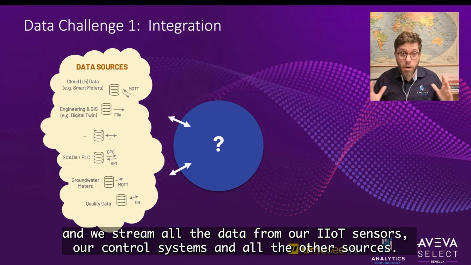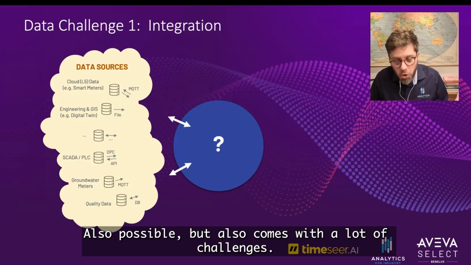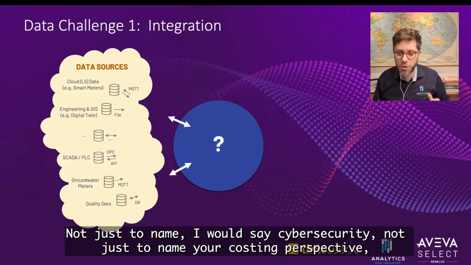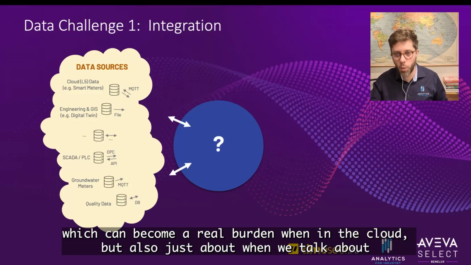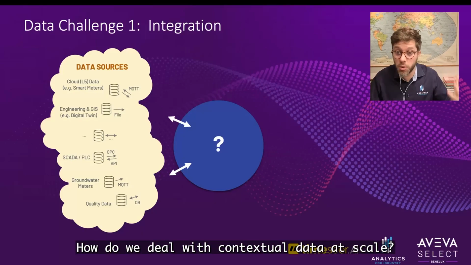Or do we go to the more IT routes, where we build something data lake alike? And we stream all that data from our IoT sensors, from our control systems and all the other sources into some data lake in the cloud. Also possible, but also comes with a lot of challenges. Not just, to name cybersecurity, not just your costing perspective, which can become a real burden when in the cloud, but also when we talk about data structures. How do we deal with time series data at scale? How do we deal with contextual data at scale?